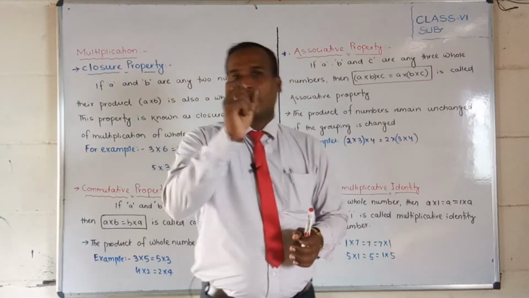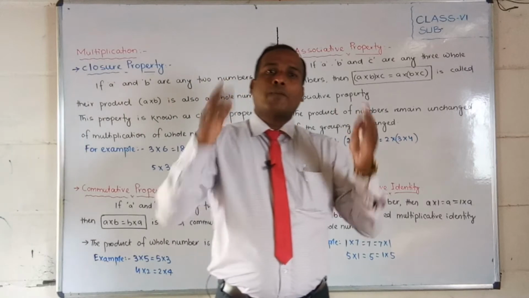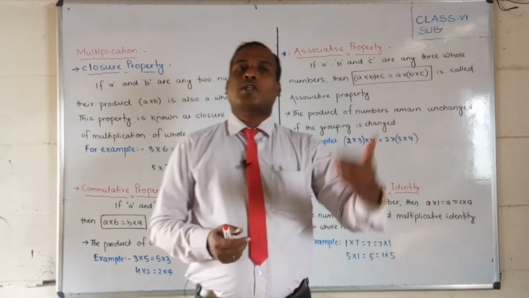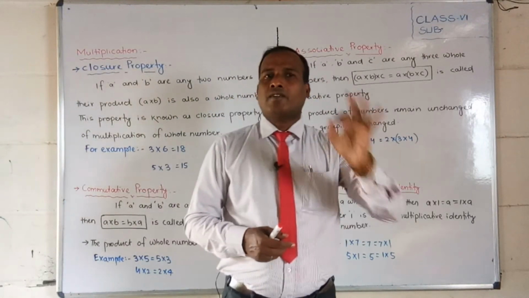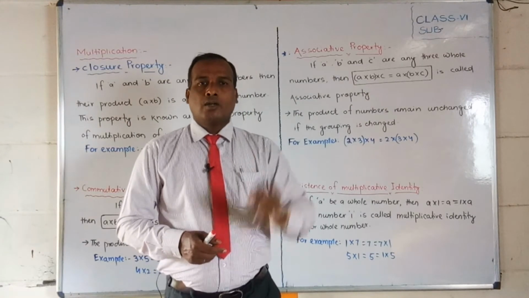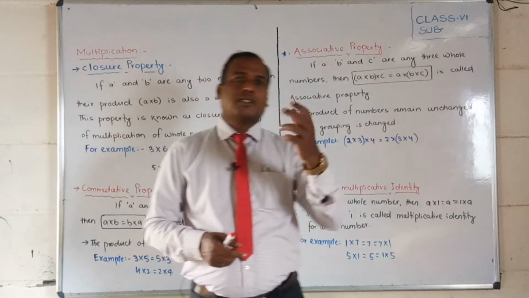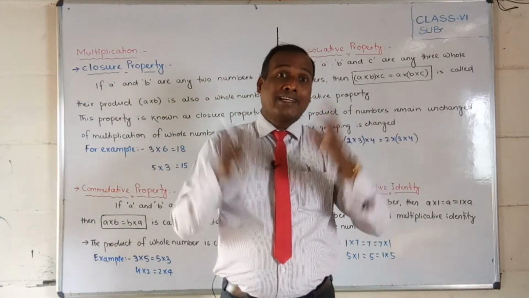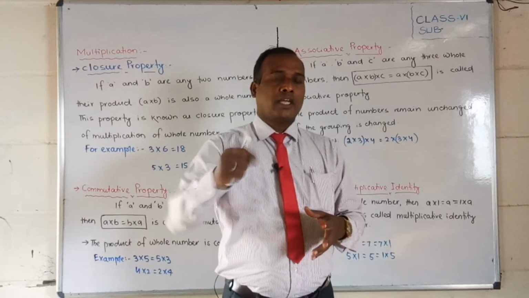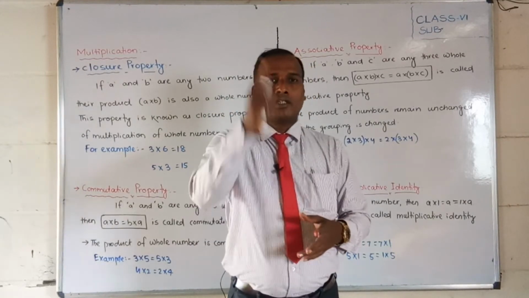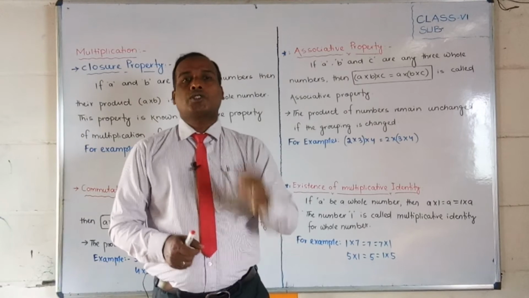Remember this technique. Whatever operation you do, addition, subtraction, multiplication or division, then you will get whole numbers. Any operation you do, then you will get whole numbers. That is called the closure property.